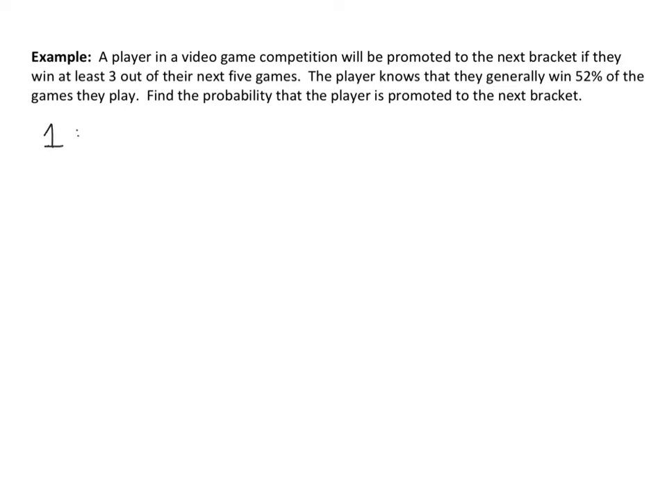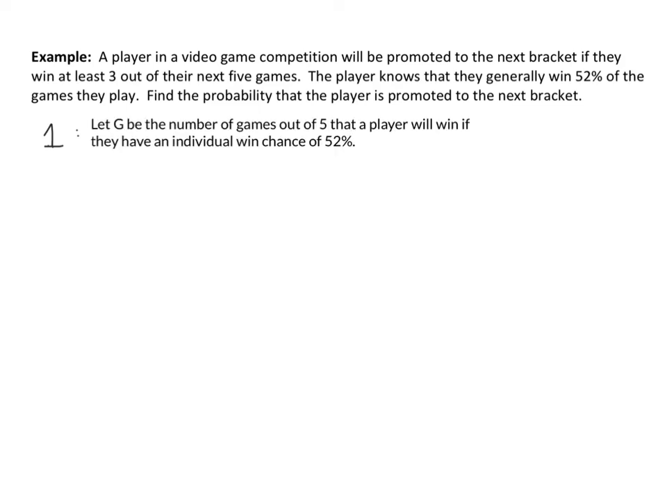So step 1, we define the random variable. I'm going to let G be the number of games out of 5 that a player will win if they have an individual win chance of 52%. Step 2, we state the distribution. G is distributed binomially with 5 trials and an individual probability of success of 0.52.